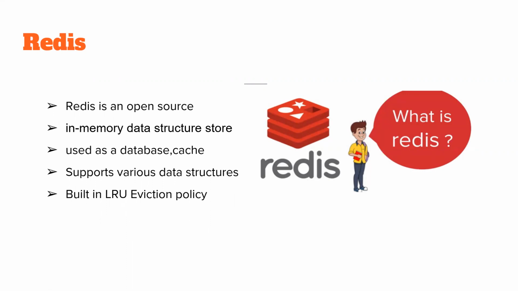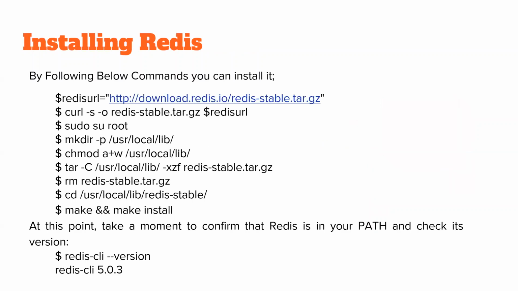Redis has built-in replication, LRU eviction policies, which is least recently used, transactions and different levels of on-disk persistence, and provides high availability through Redis Sentinel and automatic partitioning with Redis Cluster.